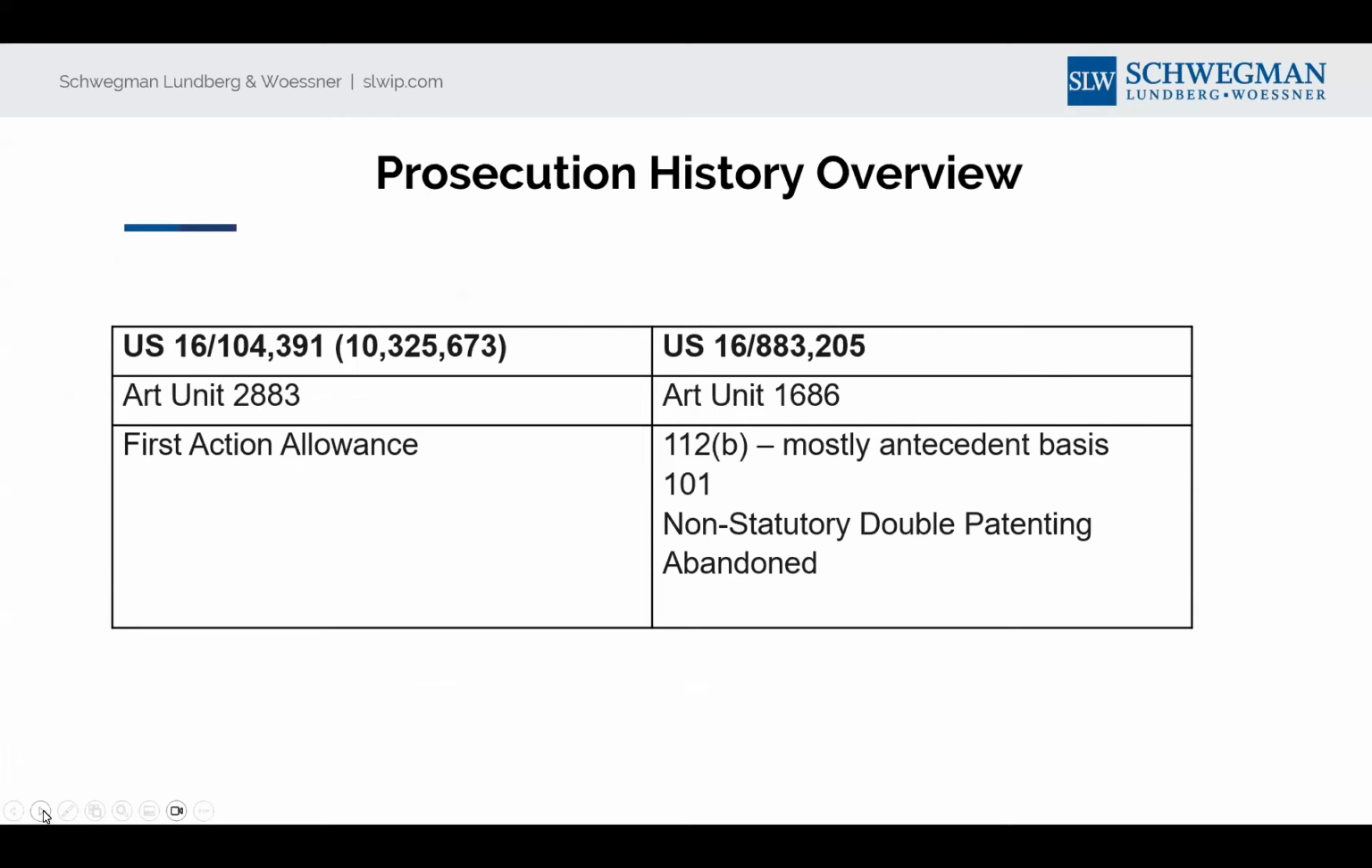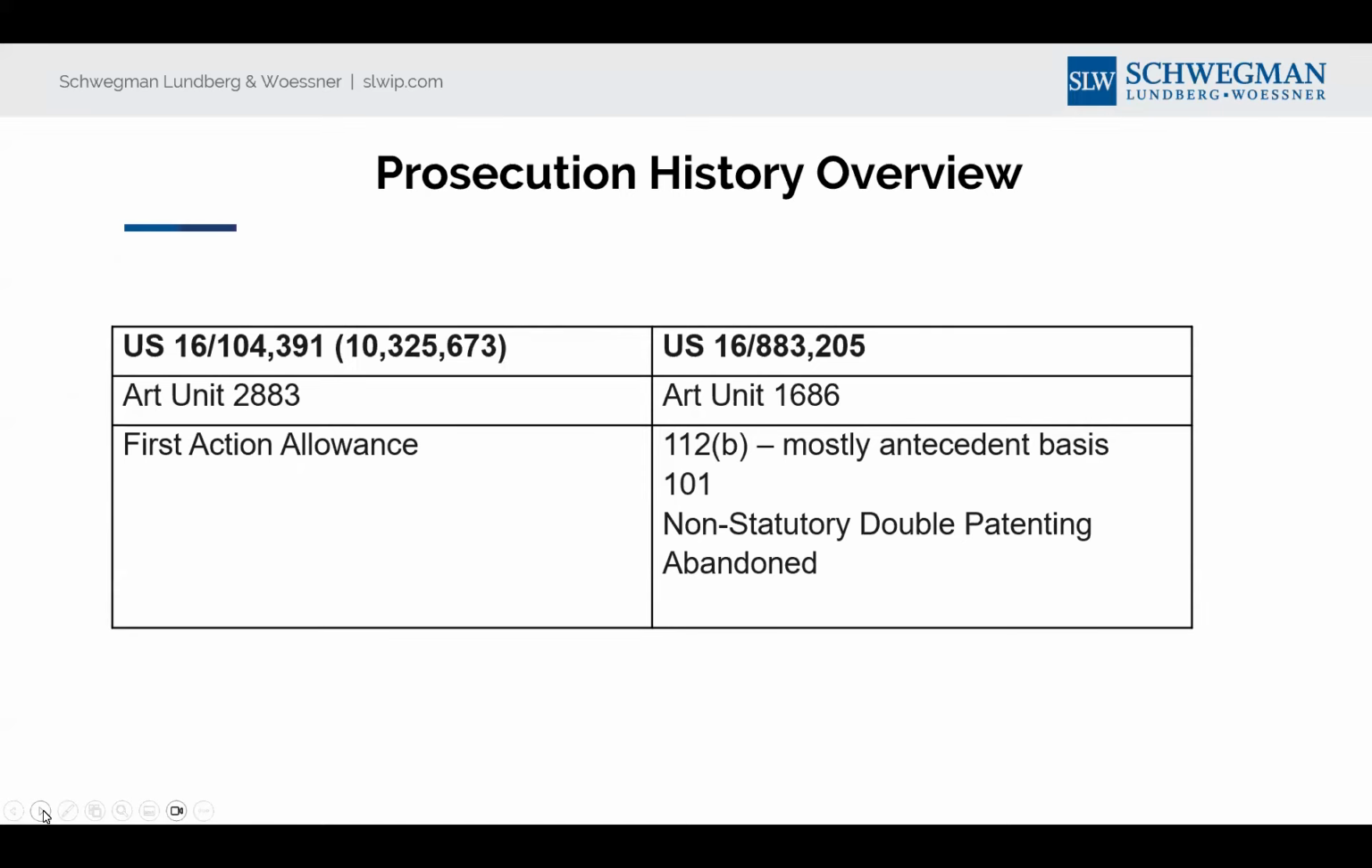First action, notice of allowance. The one on the right went to 1686, a life science art unit. There were some 112 rejections, mostly antecedent basis, 101 rejections, and non-statutory double patenting rejections. They didn't even file a response. They just abandoned the case. I feel like they probably could have filed a response, but they chose not to.